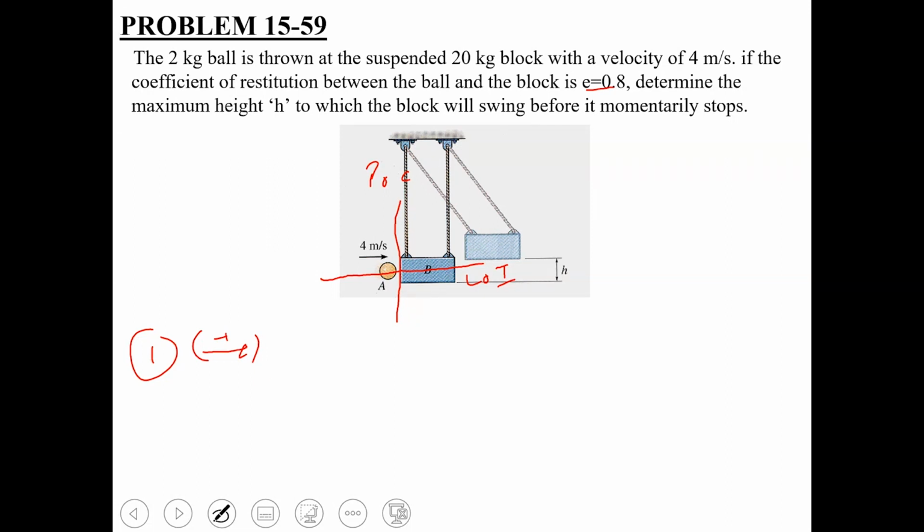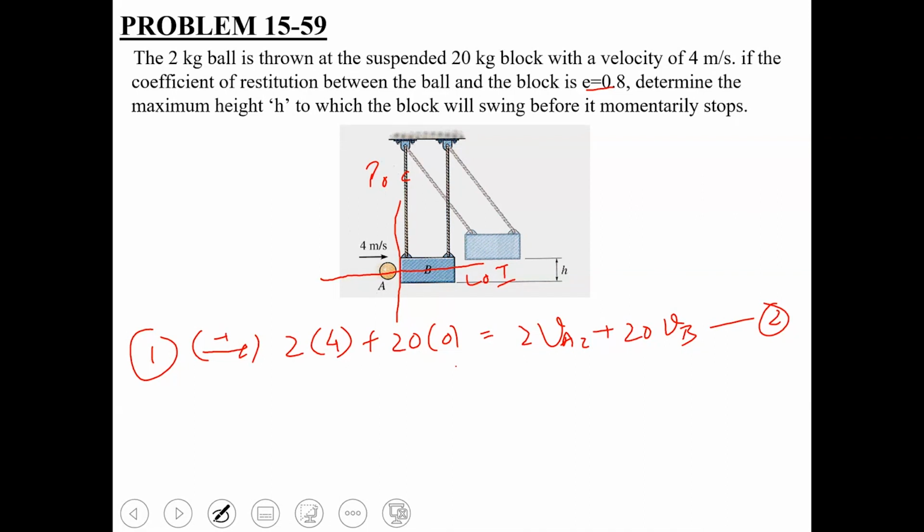As far as the momentum of this ball is concerned, it is going to be 2 multiplied by 4, where 2 is the mass of this ball and 4 is the velocity of this ball. What is the momentum of block B? Momentum 0. Since block B was at rest before collision, it would have 0 momentum, and that should be equal to the final momentum, which is 2 VA2 plus 20 VB2. So you are going to get one equation in terms of VA2 and VB2 in step number 1.